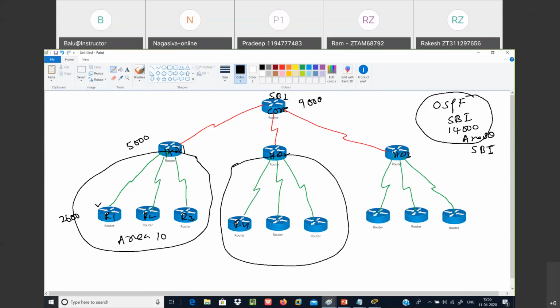Now again, one more area I'm designing. Here R4, R5, R6. This is area number 20. In area 20, how many routers are available? 3. So each router maintains link information for only 3 routers. But before dividing areas, how many routers did they need to maintain? 14K, out of memory. But now only 3 routers. Total there are 14,000 routers, so how many areas will you divide it into?